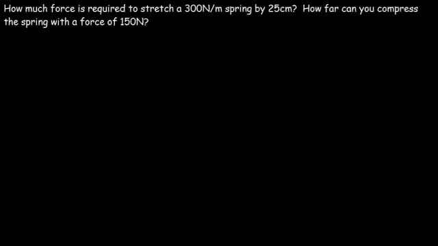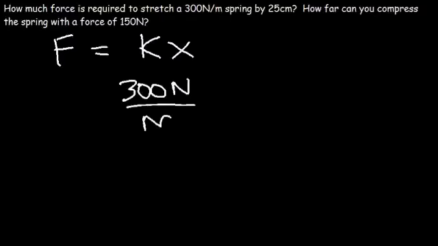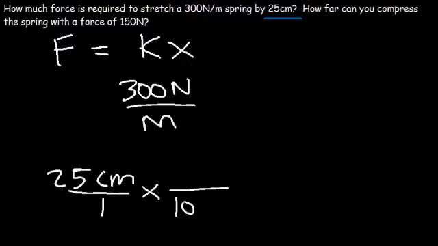Let's work on some practice problems. How much force is required to stretch a 300 newton per meter spring by 25 centimeters? So let's use the equation F is equal to kx. And let's not worry about the negative sign. If you see the unit newtons per meter, that tells you that that value represents the spring constant, which is 300 newtons per meter. And since it has the unit meters in it, that tells us that we need to convert centimeters into meters. It turns out that 100 centimeters is equal to a single meter.